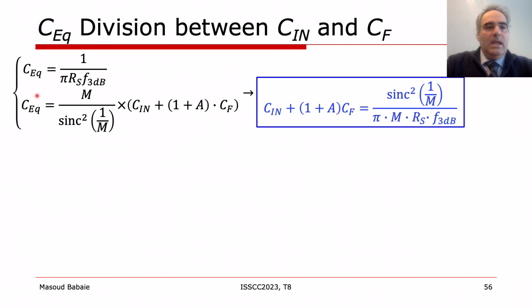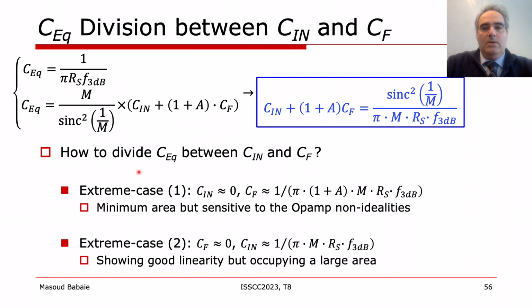On one hand, C equivalent is related to the 3 dB bandwidth of the receiver. On the other hand, C equivalent is related to the input capacitor Cin and the feedback capacitor Cf. Now the main question is how to divide the C equivalent between Cin and Cf. In the first extreme case, we can remove Cin entirely and implement the required capacitor using Cf.